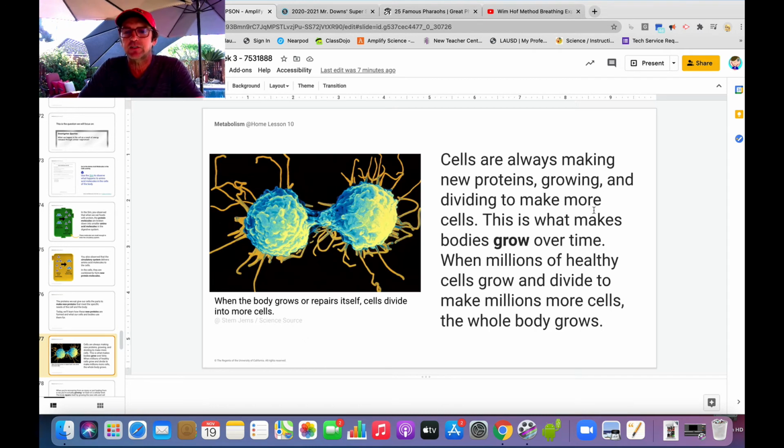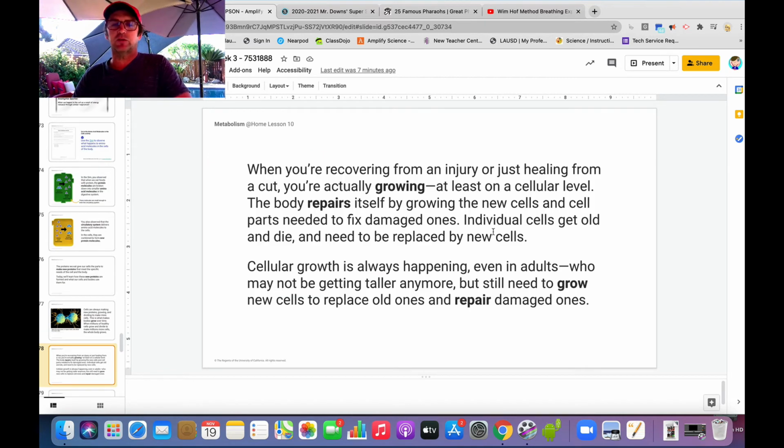Today, we'll learn how these new proteins are formed and what our cells and bodies use them for. Cells are always making new proteins, growing and dividing to make more cells. This is what makes bodies grow over time. When millions of healthy cells grow and divide to make millions more cells, the whole body grows. Cells are growing, creating your hair, creating new skin, fixing cuts. When you're recovering from an injury or just healing from a cut, you're actually growing.